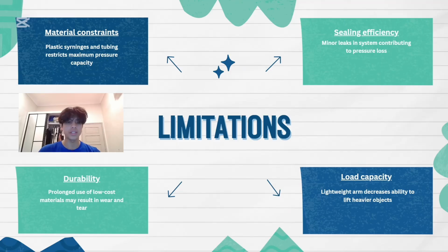I will be presenting the discussion and the limitations of this project, the hydraulic arm project. Alright, firstly, I will be talking about the material constraints as my first point. The plastic syringes and tubing restrict the maximum pressure capacity, leading to efficiency losses at around 200 kilopascals.